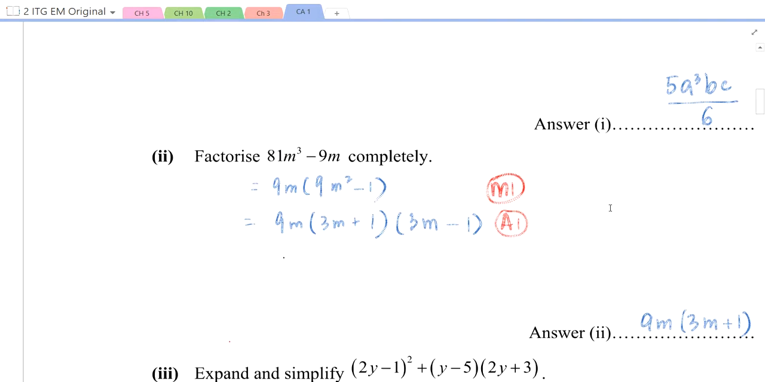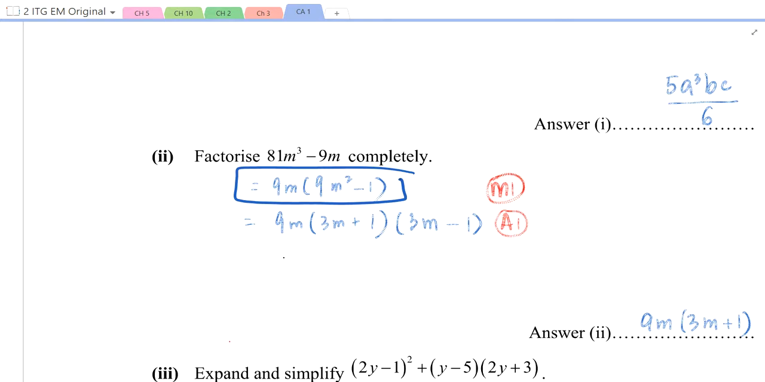Next, factorize completely. Now all of you, I think majority, only 1 or 2 students got a full mark. Most of you stop at this step. You saw that, yes, I can take out 9m. 9m is a factor. And then you stop there. You expect that to be 2 marks?